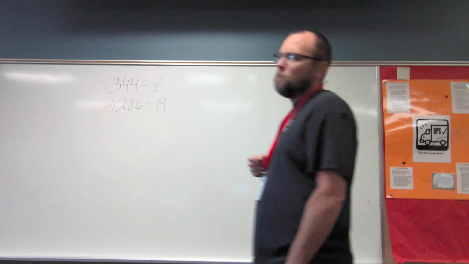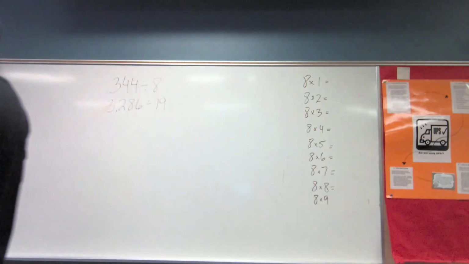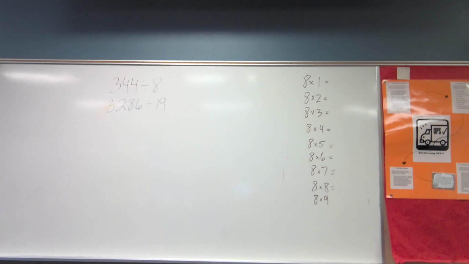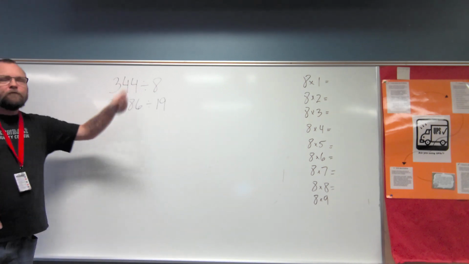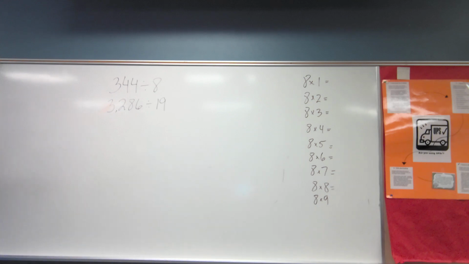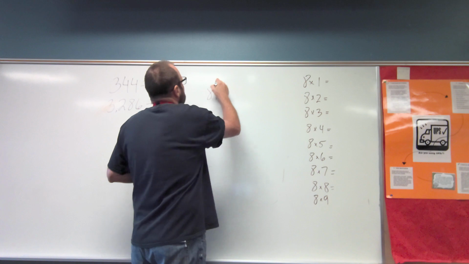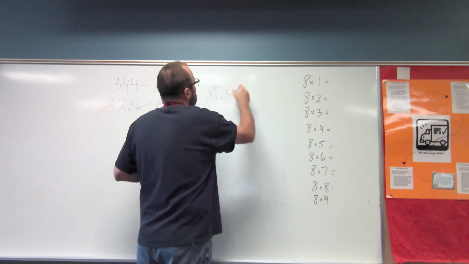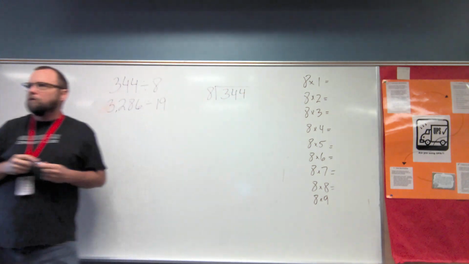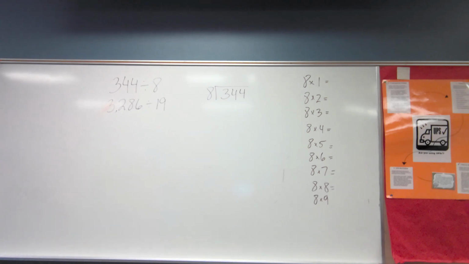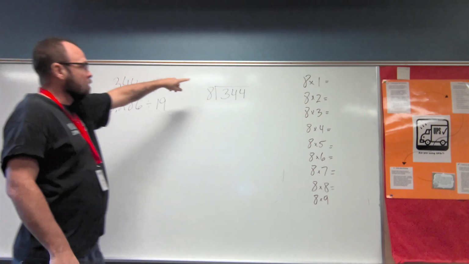I've got two problems up here, one with a one-digit divisor, one with a two-digit divisor. Remember, the divisor is the number going into. So I have 344 divided by 8. So 344 is our dividend. Now shut your computers, you don't need them open. 8 is our divisor. And we're trying to get our quotient.